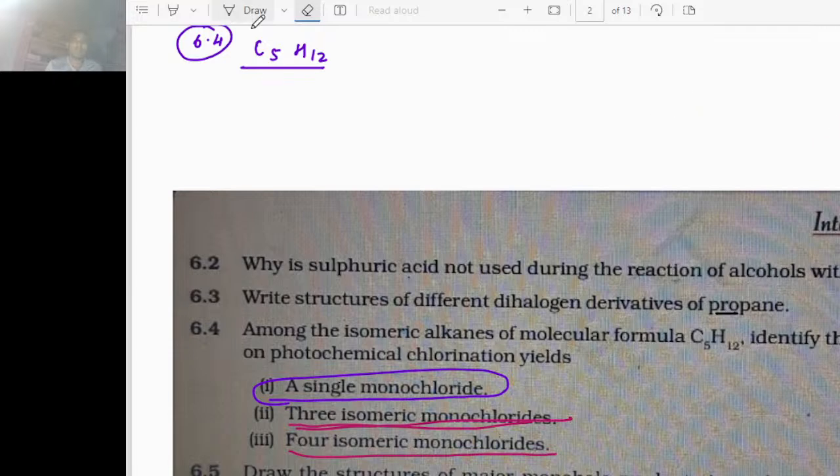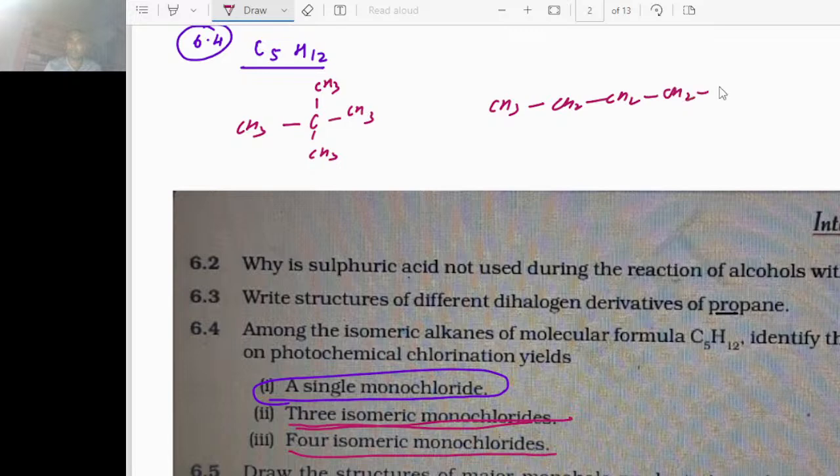So let me see, the first one we draw here is CH3 where all the hydrogens are identical. The second structure that is possible is CH3, CH2, CH2, CH2, CH3, we can make this one as the second case. And the last one we are going to make is CH3, C, here is CH3, this is the hydrogen, this is the hydrogen, and this is the hydrogen.